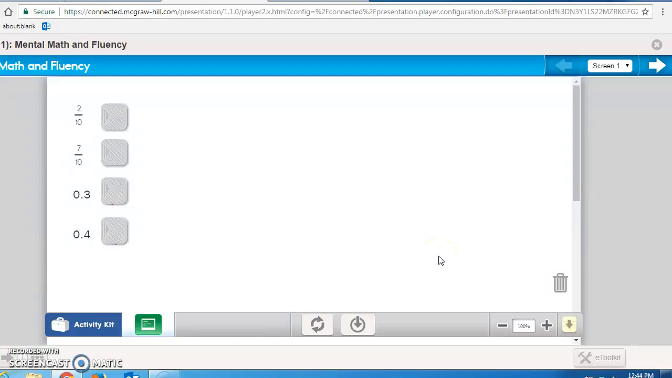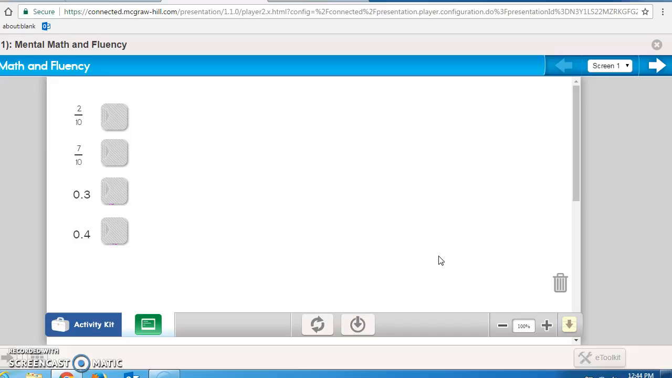Lesson 6-2, Area, Finding Missing Side Lengths. The main focus in this lesson is for you to find the unknown length of a side of a rectangle, for you to find unknown side lengths of rectangles, and to use division to find the unknown side lengths yet again. But first, we're going to start with our mental math and fluency.